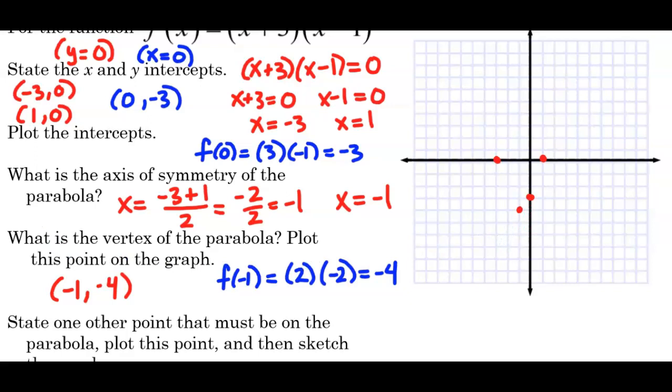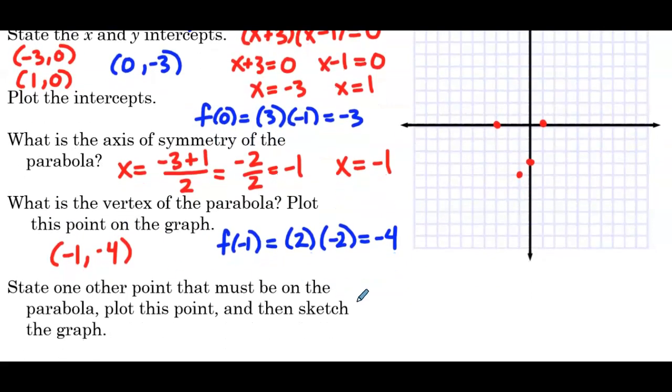Now, state one other point that must be on the parabola, plot this point, and then sketch the graph. Well, that other point is going to be the point that's symmetric to the y-intercept. The two x-intercepts are symmetric to one another. We have the vertex, and we have this point, but we don't have its symmetric point. So we know there's some other point on the parabola that has a y value of negative 3.